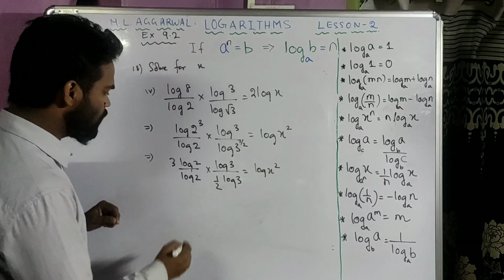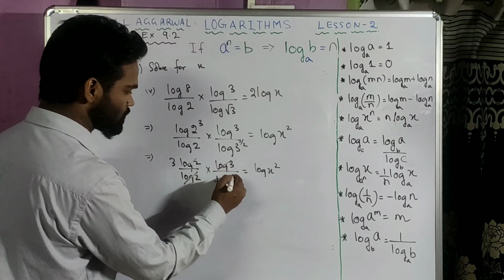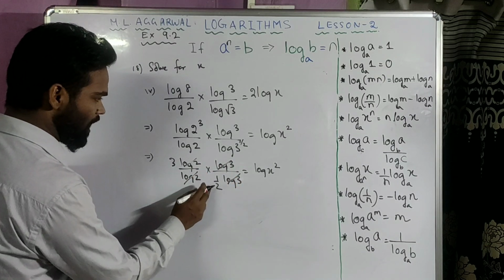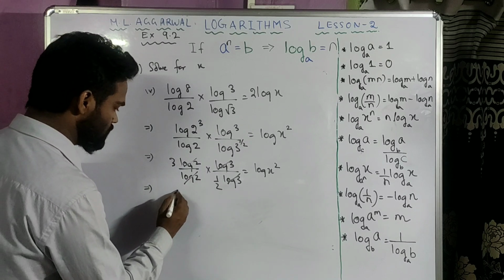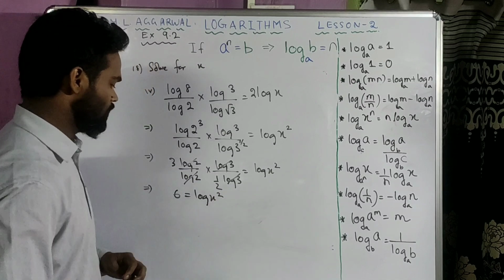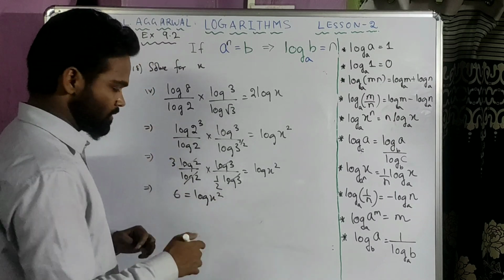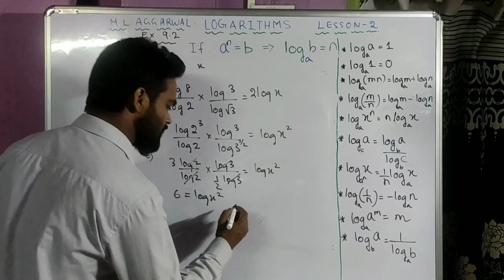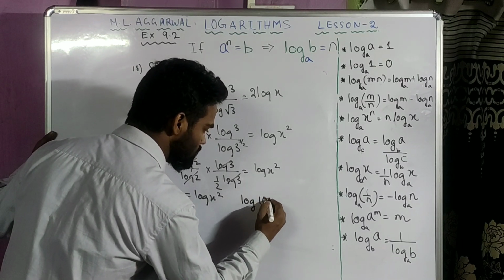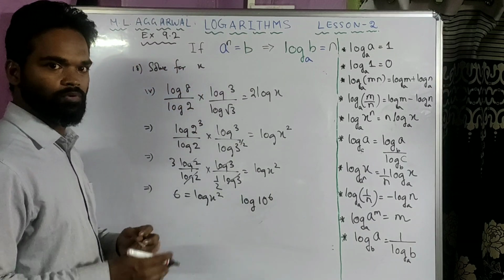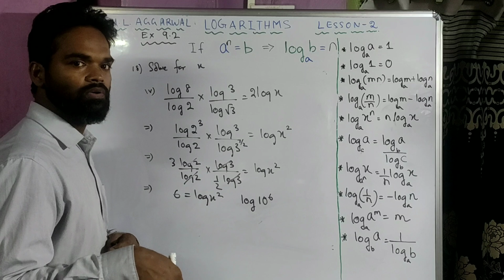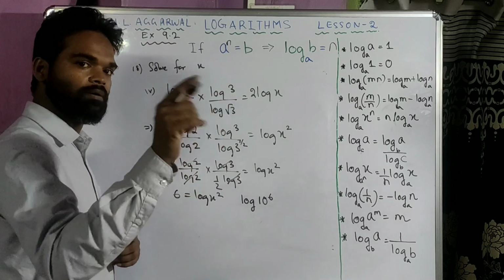Now we can cancel log 2, log 2, log 3 and log 3 up and down, okay? Now 3 divided by half gives you 6, equals log x square. Now look carefully. The base is 10 over here. Now 6, can I write it as log 10 to the power 6? Because as many zeros, the value is the same. Log 10 is 1, log 100 is 2. So log 10 to the power 6 becomes 6.